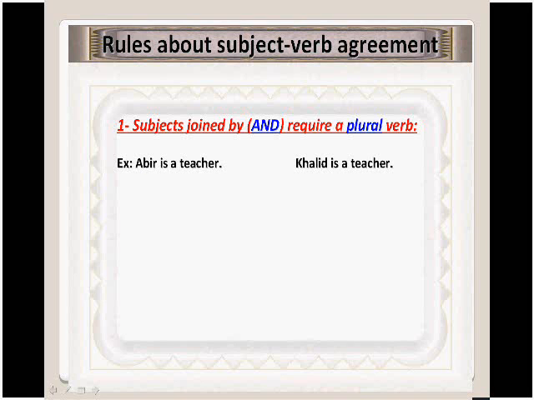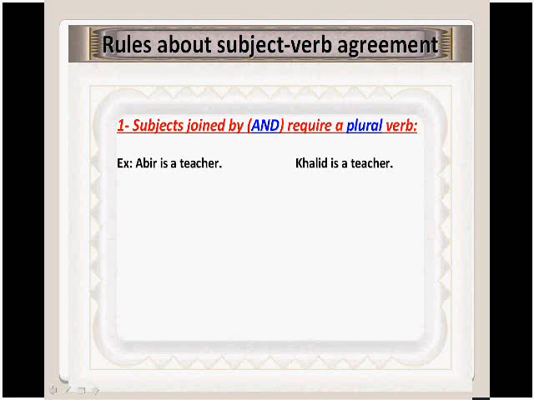Abir is a teacher. Khalid is a teacher. So now in each sentence I have one subject. In the first sentence I have Abir, the subject. This is singular. In the second sentence I have Khalid is a teacher. Again, Khalid is the subject. This is singular. Then the verb in the first sentence is is, because I'm talking about the singular subject. And Khalid is a teacher. Again, is here is singular because I'm talking about a singular subject, Khalid.